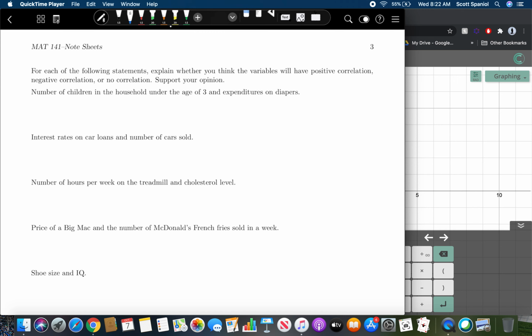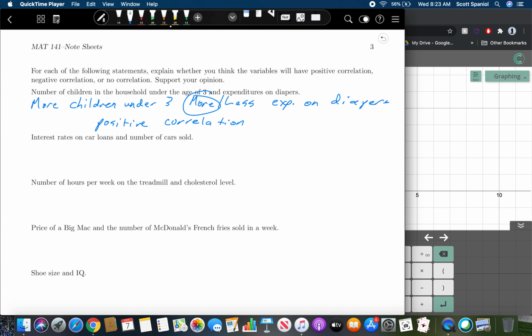So like, for example, number of children in the household under the age of 3 and expenditures on diapers. The way to think about this is, if you had more children under the age of 3 in the house, would you have more or less, or is it impossible to tell, expenditure on diapers? And the answer to this is most likely more, right? So that would be a positive correlation. Okay.